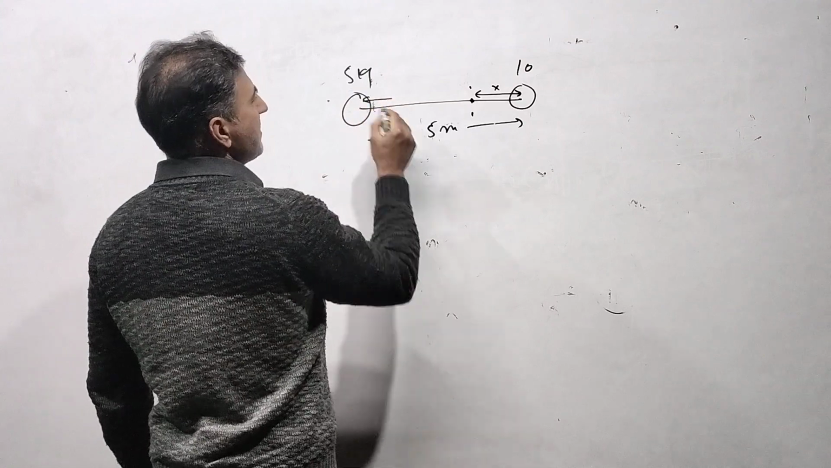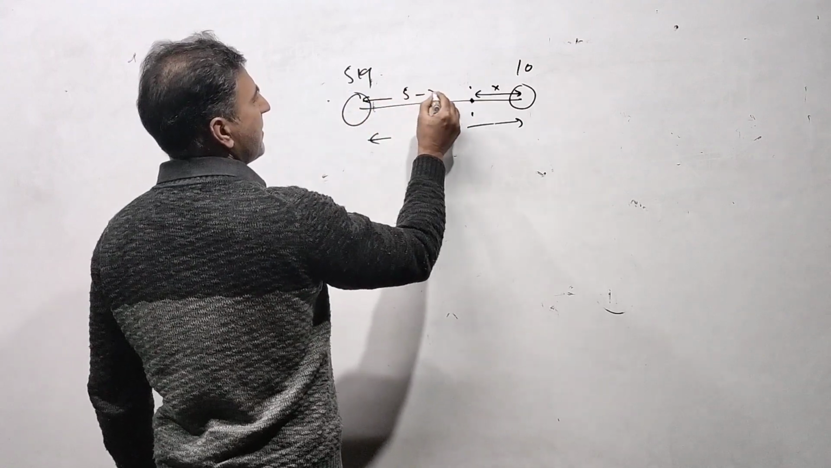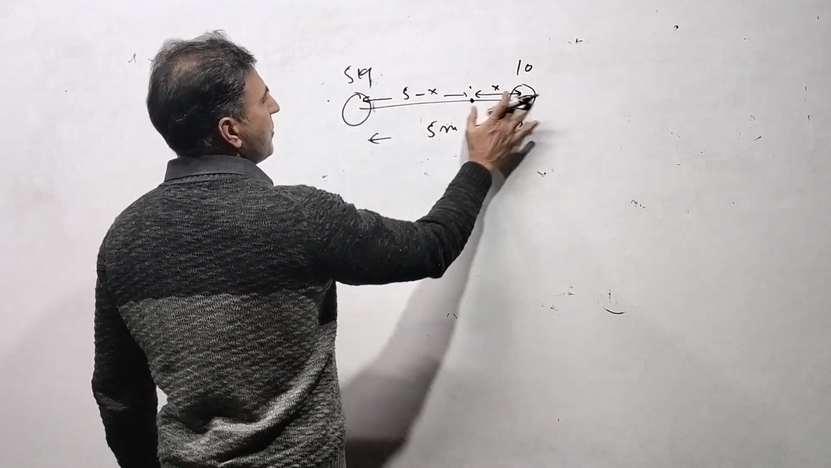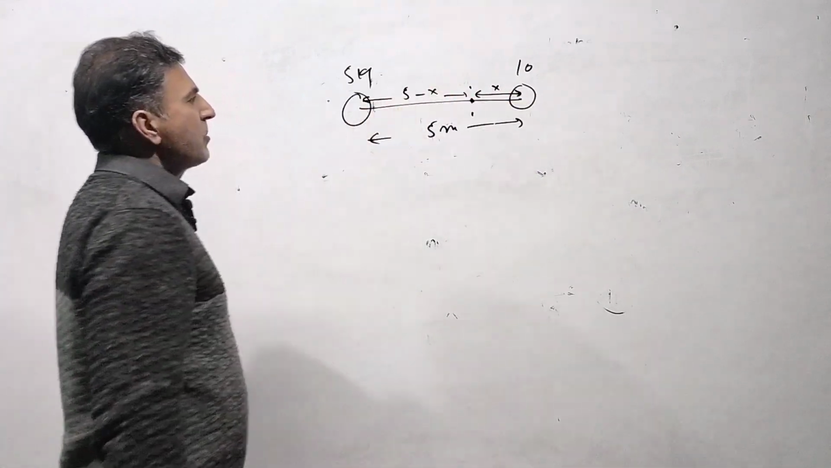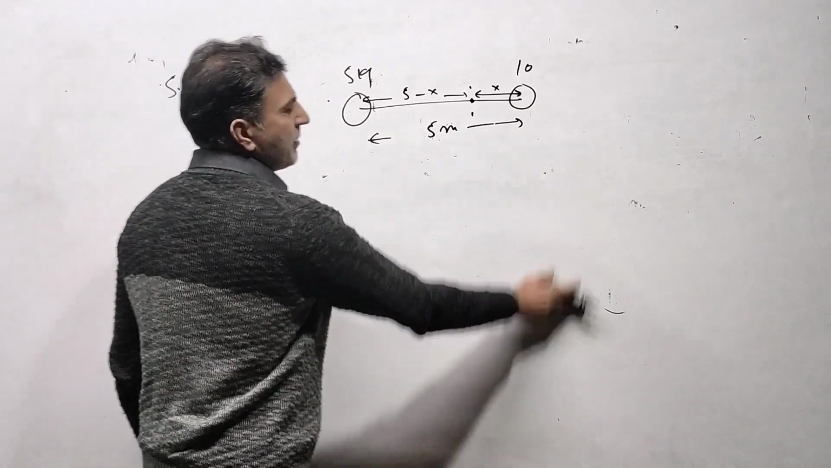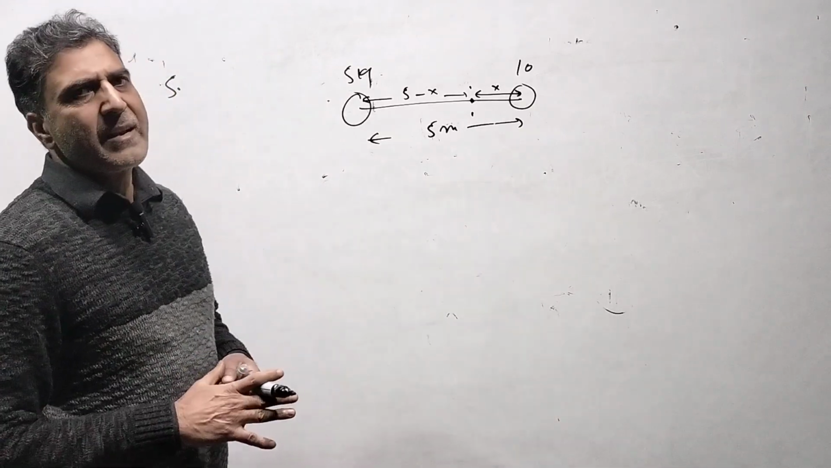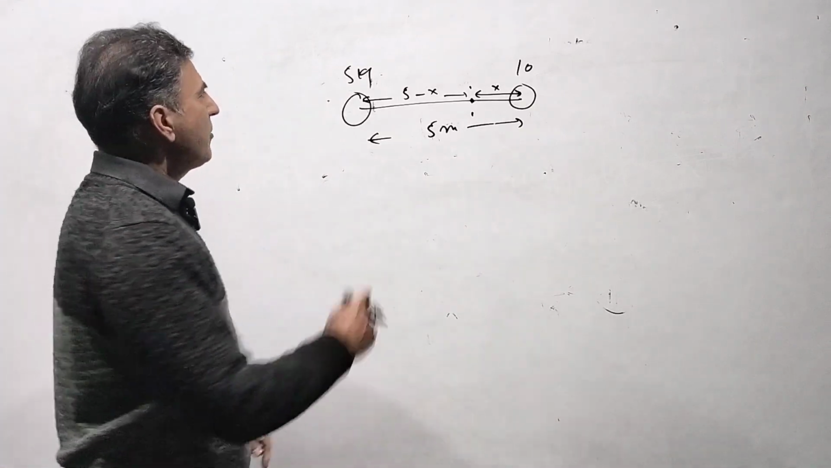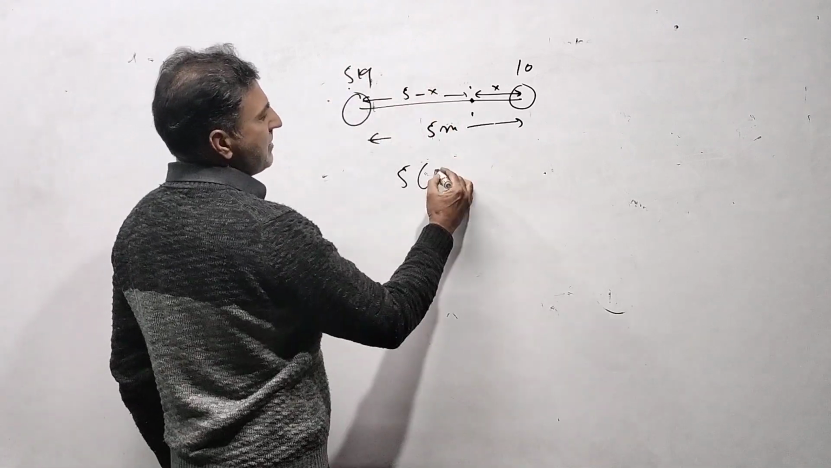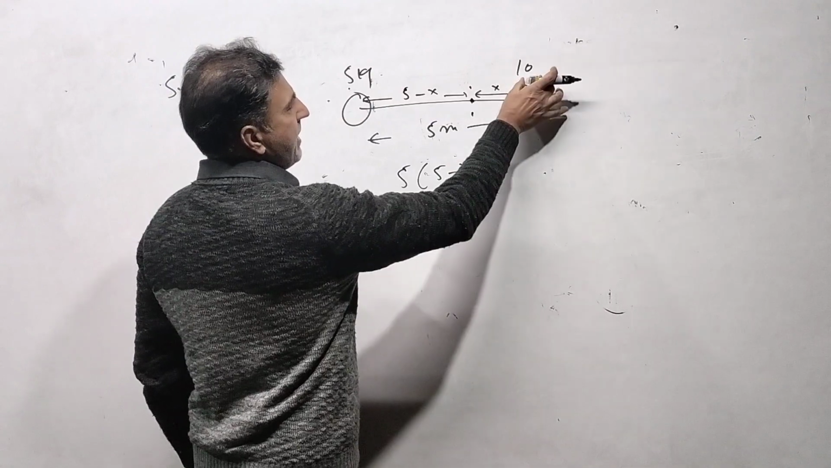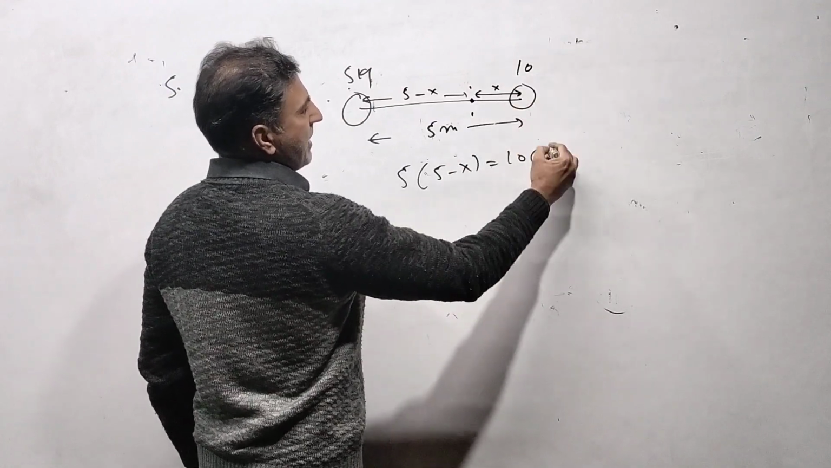And how much is this? 5 minus x. If 5 is the distance between the two centers, then if x is this, the remaining distance is 5 minus x. So what formula are you going to use to locate the center of mass of this two body system? It will be 5, this mass, into this distance, 5 minus x, equals 10 into x.